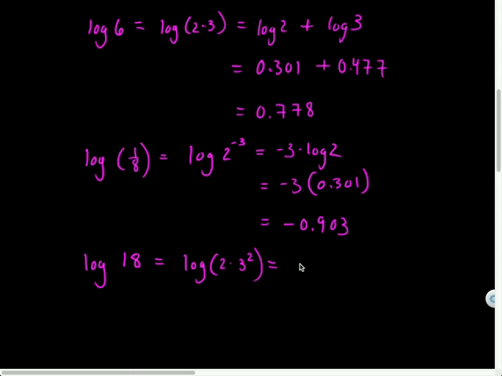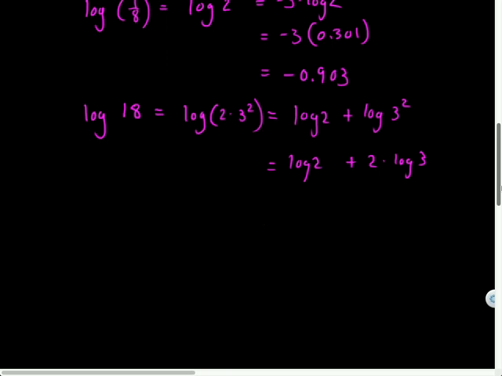So log of 2 times 3 squared, that's the same as log of 2 plus log of 3 squared. So that's the same as log of 2 plus 2 times log of 3, if I use the power property, right? So this is going to equal what? 0.301 plus 2 times 0.477, was it? Yeah. So 0.301 plus 0.954.